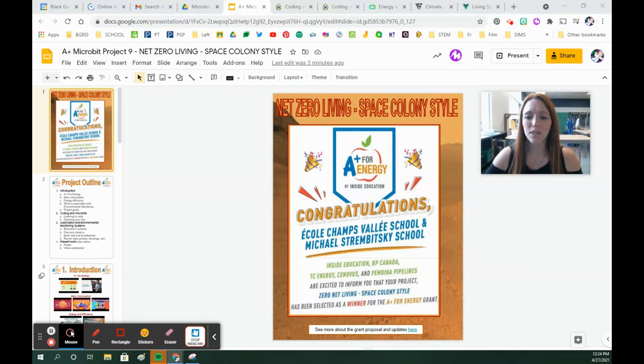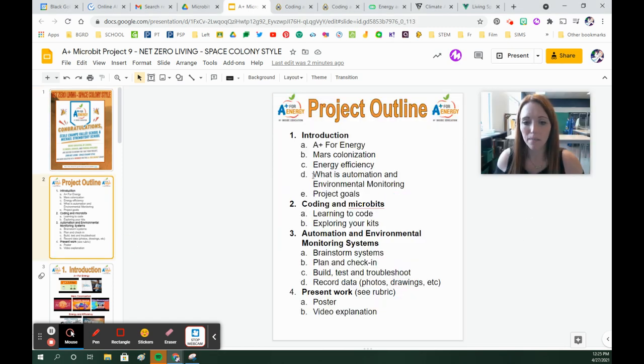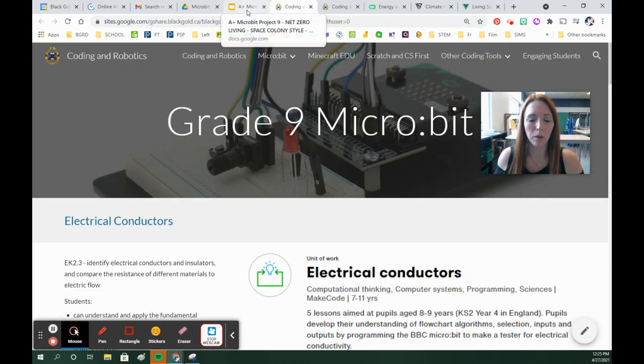Hey guys! So in this part of the assignment, I'm going to teach you a couple different things. For our net zero living space colony style, this is about what automation and environmental monitoring are and what the project goals are. Like I've explained in class already, we are going to be using microbits to build circuits, automatically take care of our environment or monitor our environment.